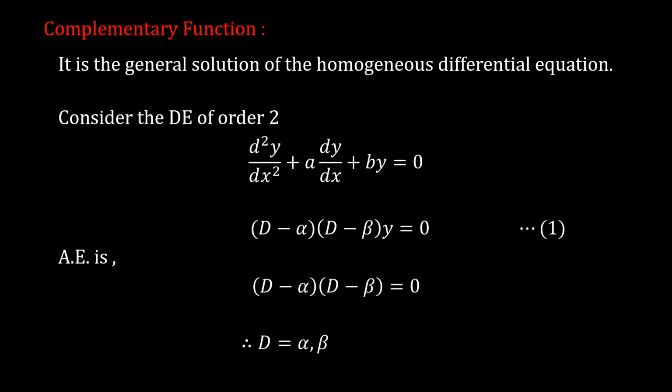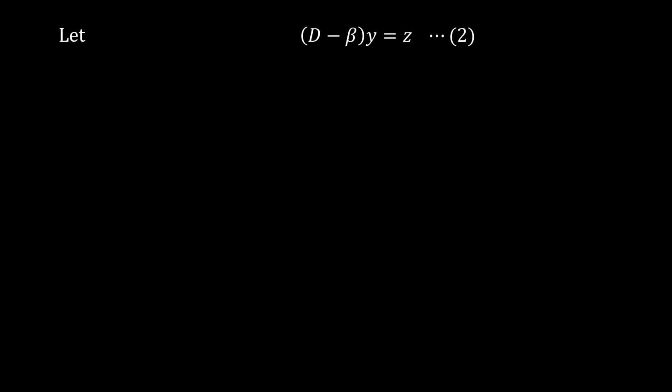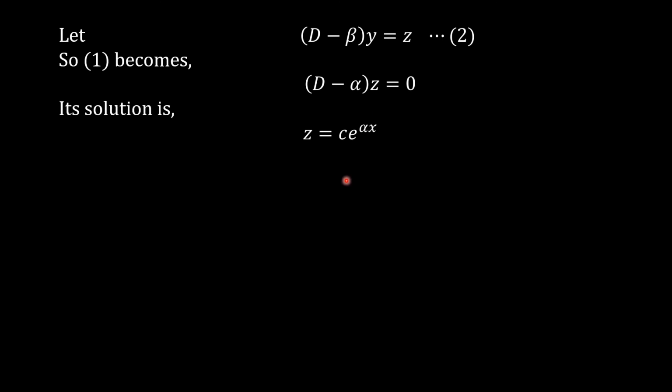Now, further, let us put (D minus beta) of y equal to z in 1. We call this substitution as 2, and now 1 becomes (D minus alpha) of z equal to 0. So this is a first order first degree differential equation. It is linear, or we can express it in variable separable form, and solve it using the methods of first order first degree differential equations. The solution will be z equal to c into e raised to alpha x.